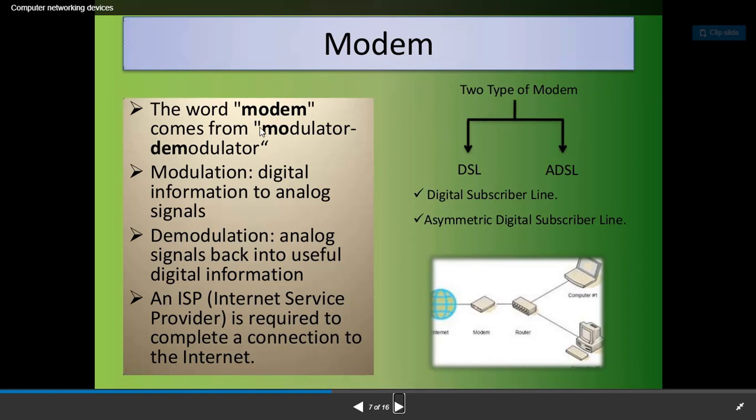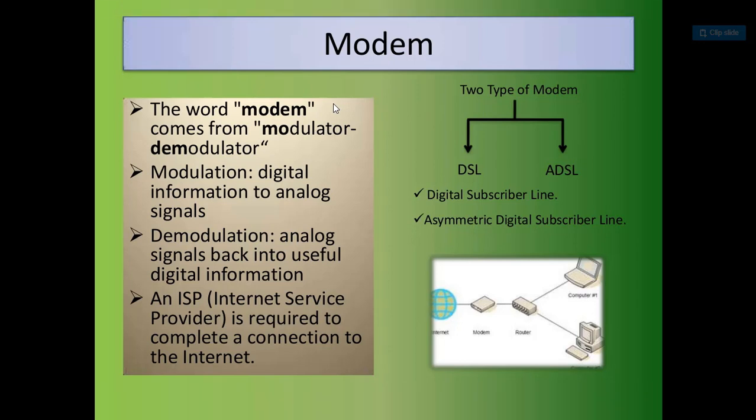Now, the second is a modem. Actually, in the lower classes, you have learned about the modem. Modem is simply modulator and demodulator, which converts digital information into analog signals. That is called modulation, and analog signals back to useful digital information is called demodulation. So, for example, if your information is traveling on the wire, it is in analog form, and when it is inside the computer, it is in digital form. To convert these signals, we use modems.